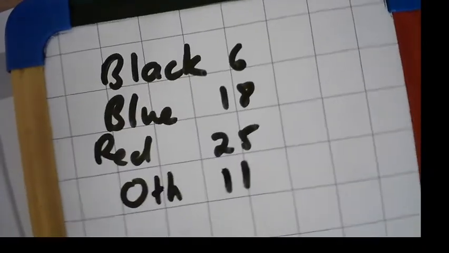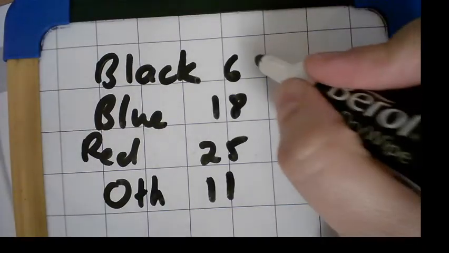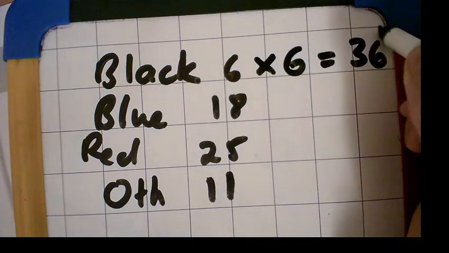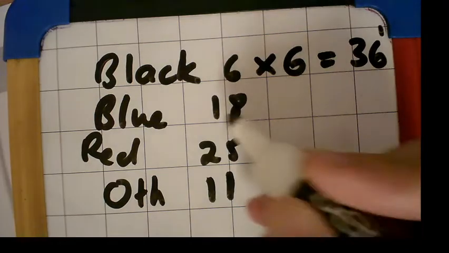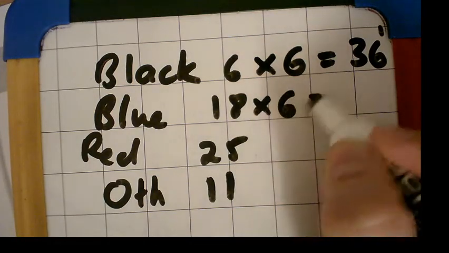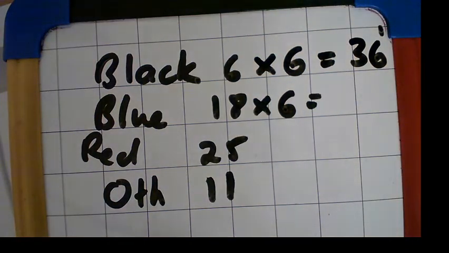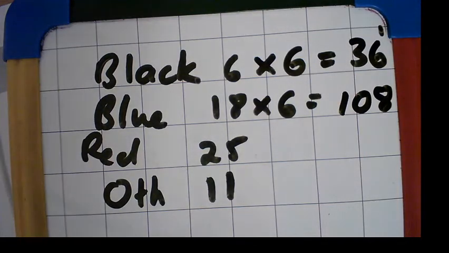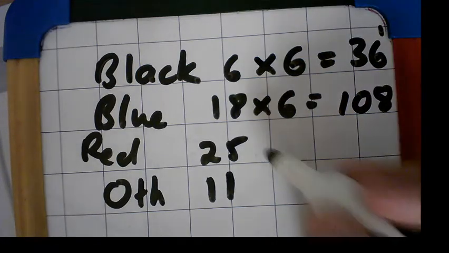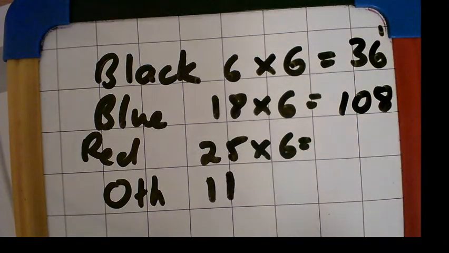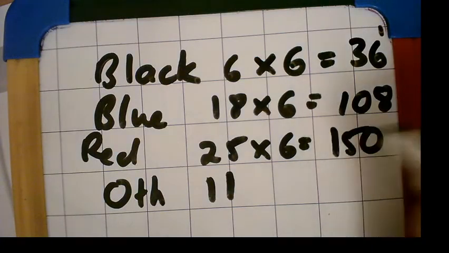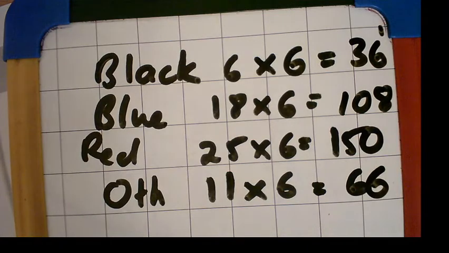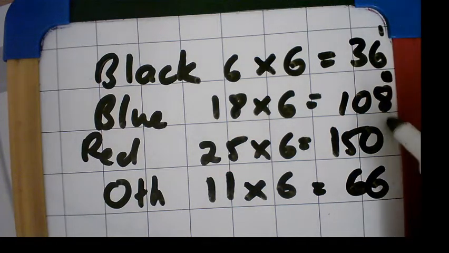So if there were 6 black cars, then I times 6 by 6 to give me 36 degrees. There were 18 blue, so I times that by 6, and that gives me 108 degrees. 25 times 6 is equal to 150 degrees, and 11 times 6 is 66. So those are all my angles that I'm going to use for my pie chart.